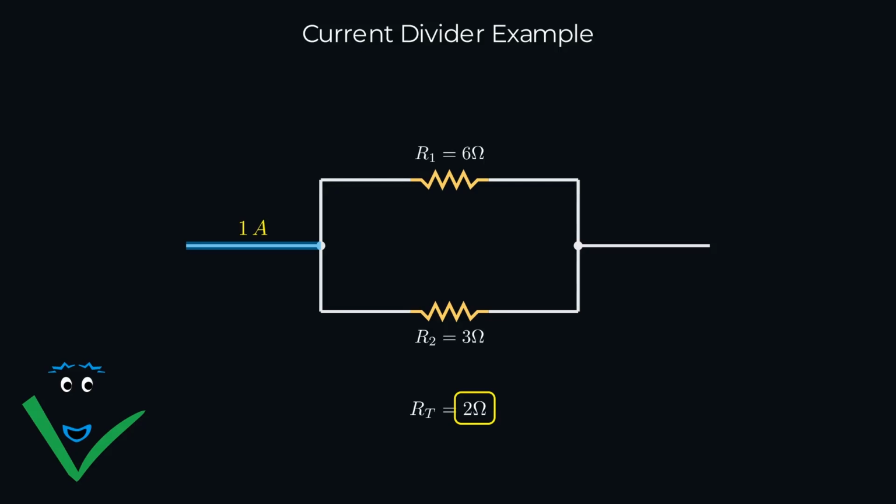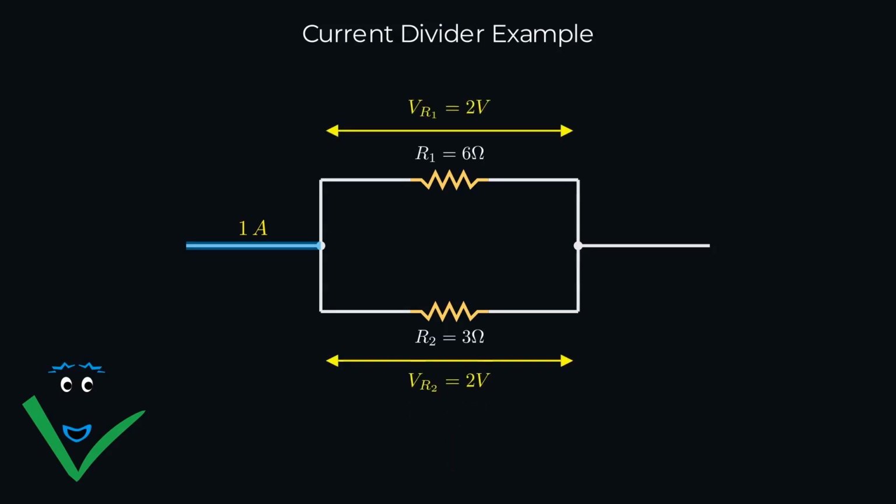Now, since the total current entering this equivalent resistance is 1 amp, we can use Ohm's law to find the voltage across the parallel section. Voltage equals current times resistance. So the voltage across the parallel section is 1 amp times 2 ohms, which gives us 2 volts. This means both R1 and R2 have 2 volts across them because they are in parallel.